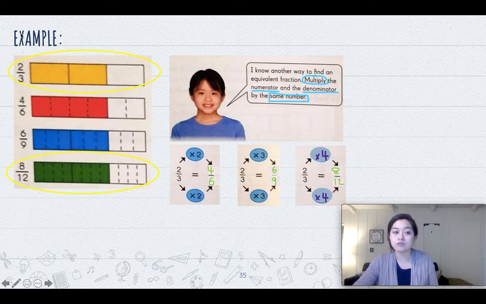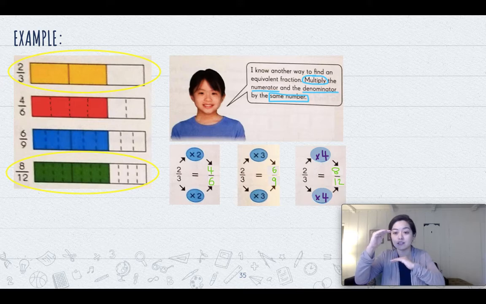2/3 and 8/12 are equivalent fractions. So what this friend tells us is true. We can find equivalent fractions by multiplying the numerator and the denominator by the same number.